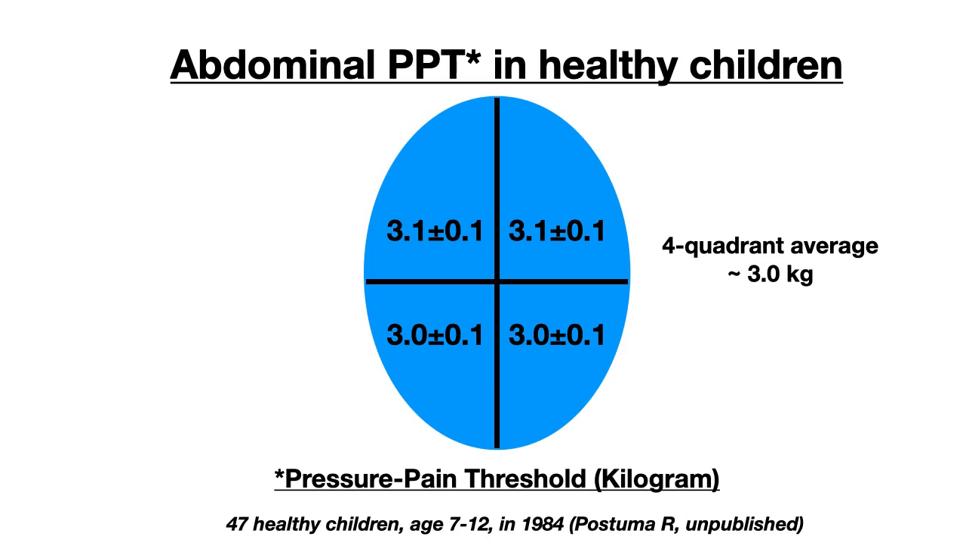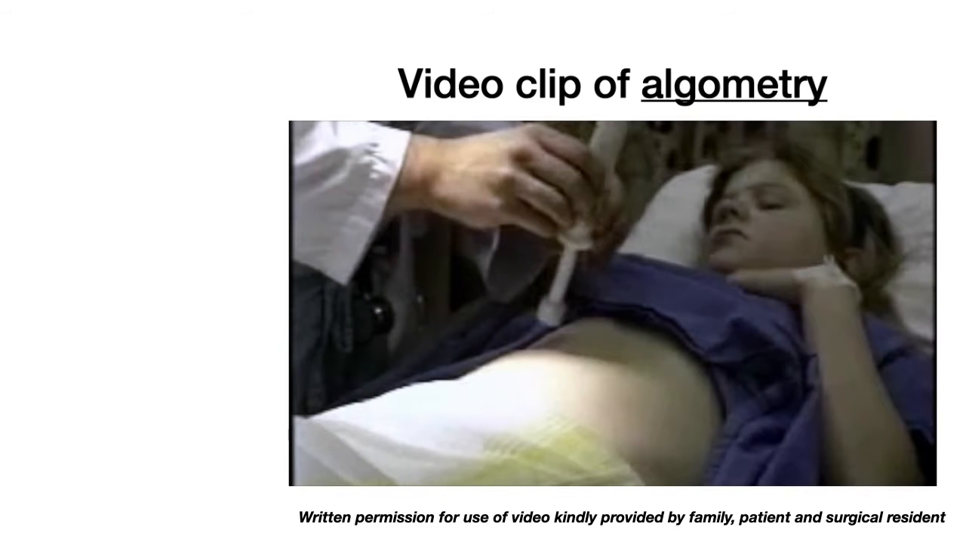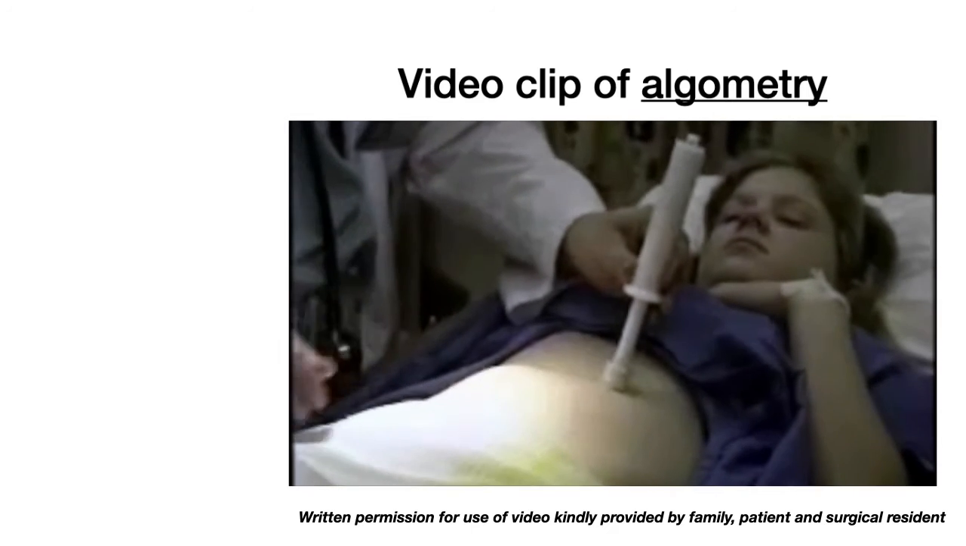The first thing we did was to measure the thresholds in normal children, and these are 47 healthy children whose thresholds were about, on average, 3 kilogram per quadrant, slightly higher in the upper quadrant. The surgical residents will now demonstrate algometry.